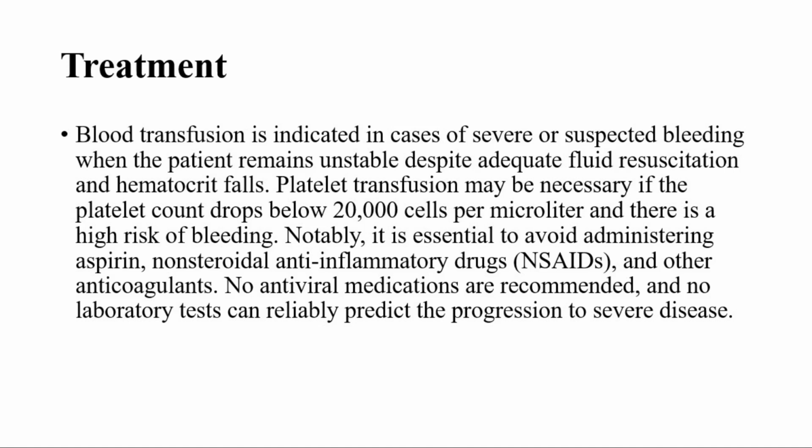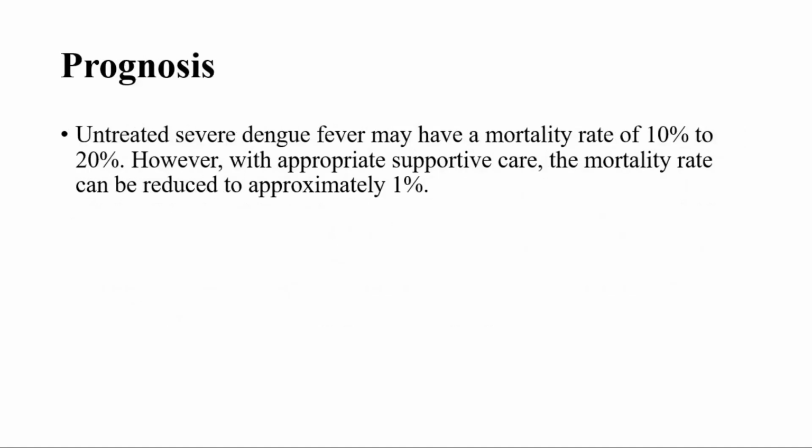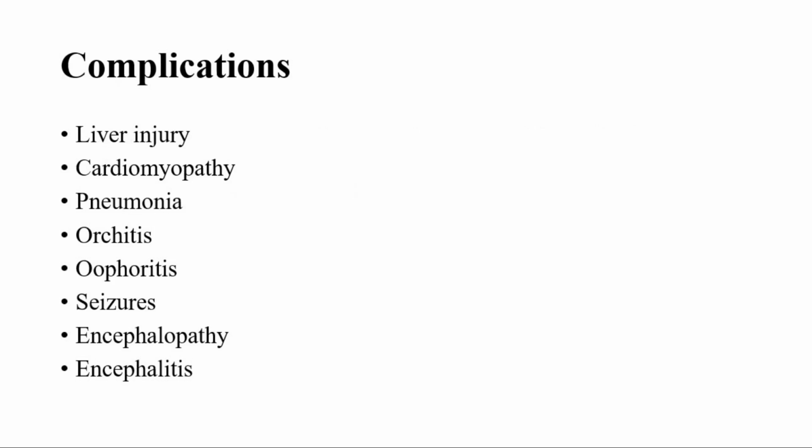For prognosis, untreated severe dengue fever may have a mortality rate of 10% to 20%. However, with appropriate supportive care, the mortality rate can be reduced to approximately 1%. Complications of dengue are liver injury, cardiomyopathy, pneumonia, orchitis, oophoritis, seizures, encephalopathy, and encephalitis.